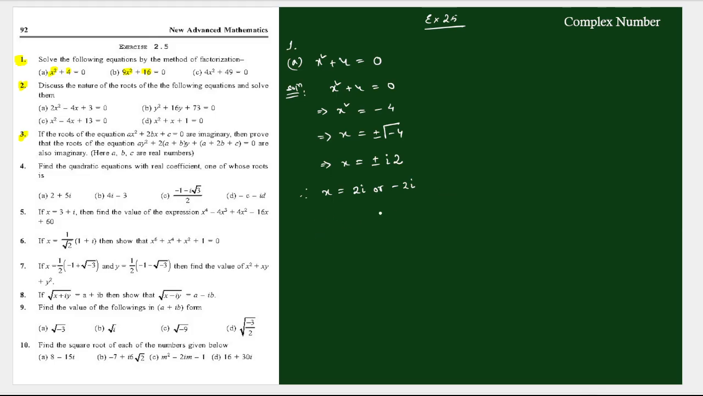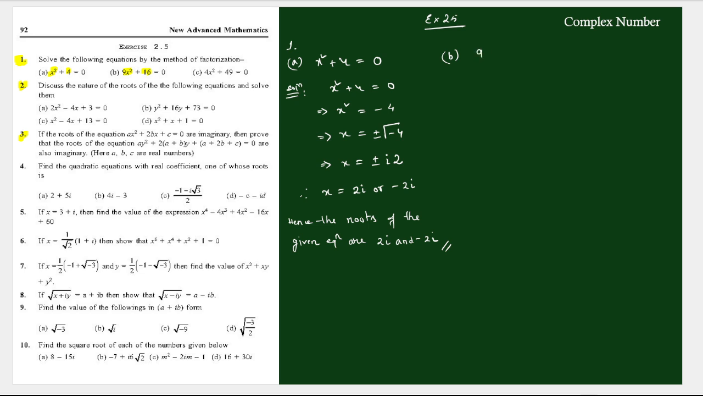Hence the roots of the given equation are 2i and minus 2i. Same goes for number B. I will leave you for number C.